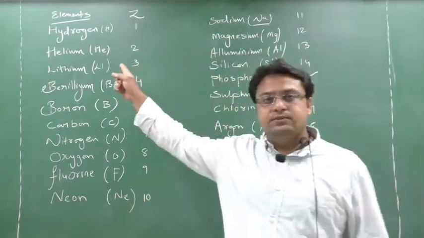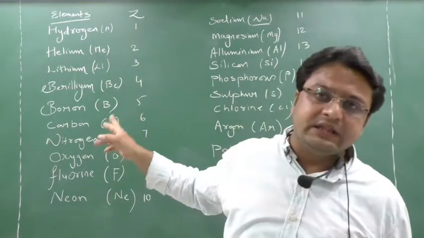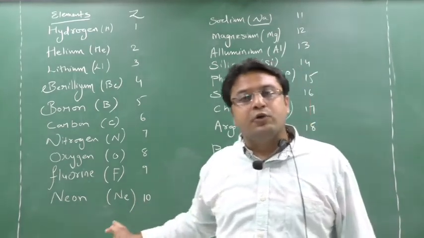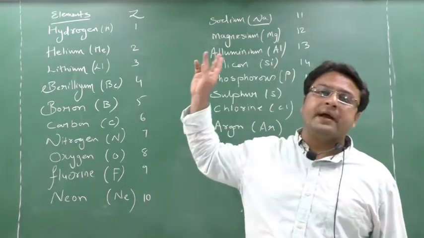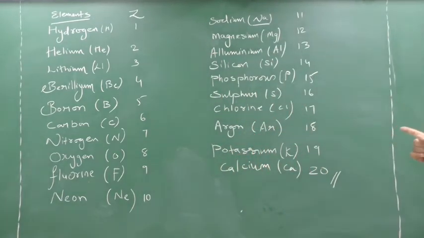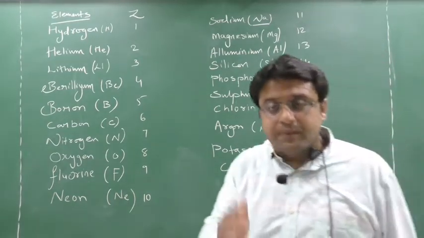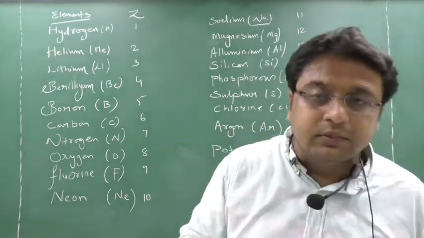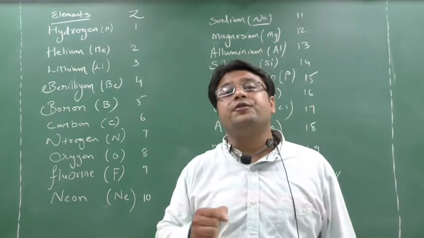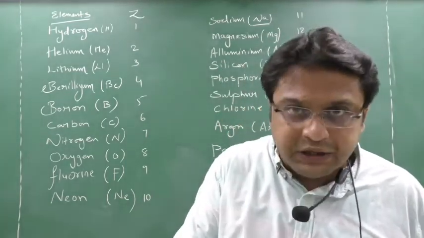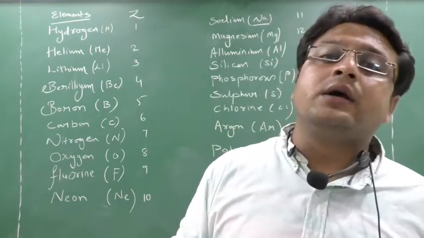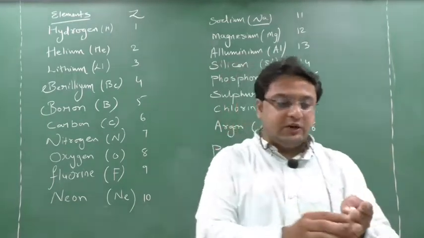See now. First is hydrogen, then helium, lithium, beryllium, boron, carbon, nitrogen, oxygen, fluorine, neon, sodium, magnesium, aluminium, silicon, phosphorus, sulfur, chlorine, argon, potassium, calcium. Once more, hydrogen, helium, lithium, beryllium, boron, carbon, nitrogen, oxygen, fluorine, neon, sodium, magnesium, aluminium, silicon, phosphorus, sulfur, chlorine, argon, potassium, calcium. See here, you have to remember it on your fingers also.